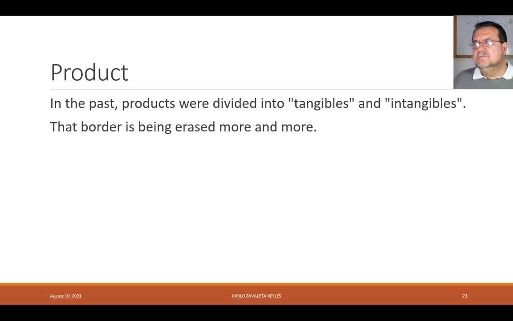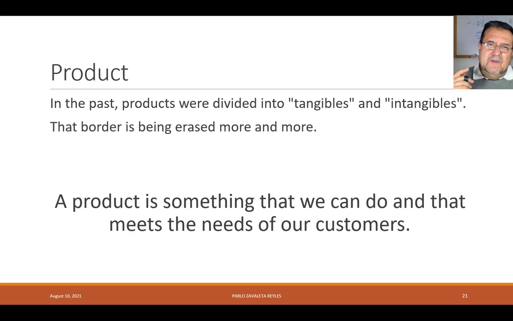Regarding product, in old days, there was this definition that separated tangibles from intangibles. Not so anymore. The definition that we're going to use is that a product is something that we can do and that meets the needs of our customers. By product, I mean product or service, as we've said before. But every product has a certain life cycle.